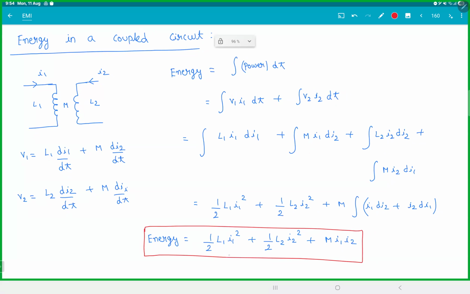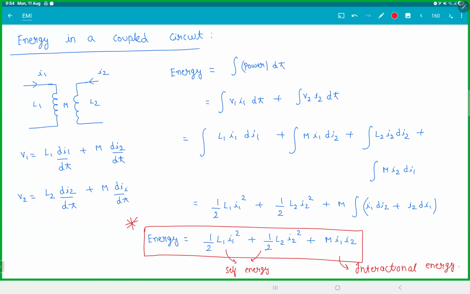In capacitors, if you remember, we called this thing self-energy. Self-inductance, self-energy. This is your interaction energy. This is the energy that comes because both the coils are interacting. Clear with this, everyone? Quite a useful one.